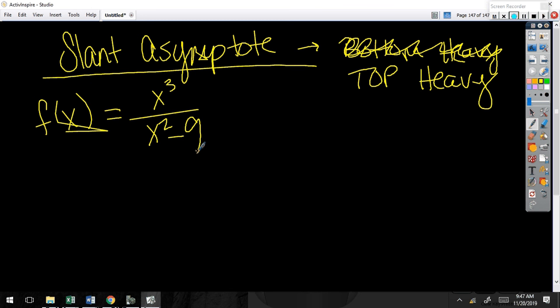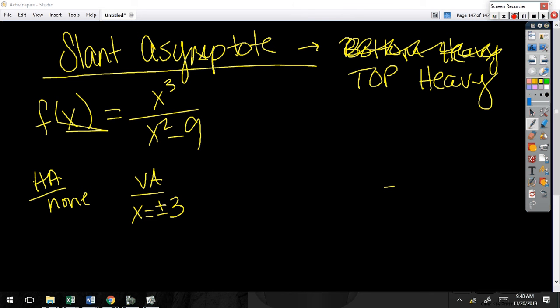All right, I've got this function. So I know horizontally I said none because it's top heavy. Vertically, what is it? If I set the bottom equal to 0 and I solve, positive or negative 3. But now, hang on, vertical asymptotes are plus and minus 3. So now I have to look to see if it has what we call a slant asymptote.